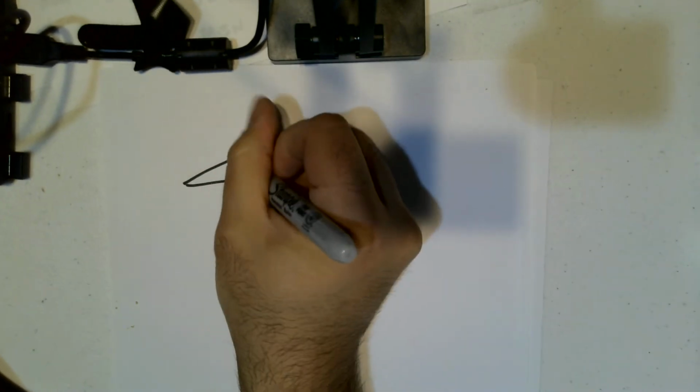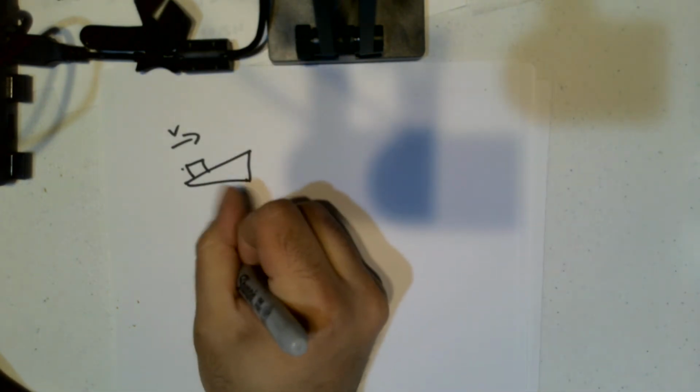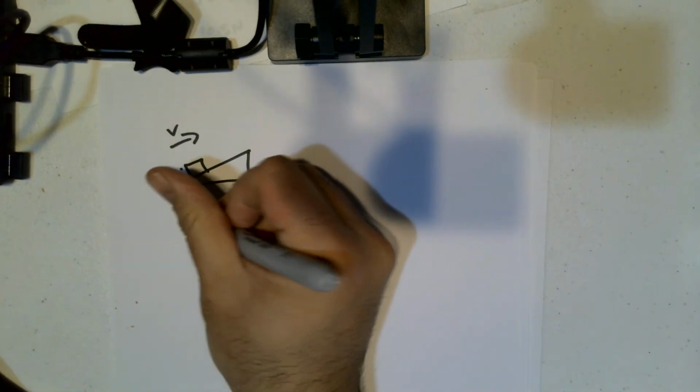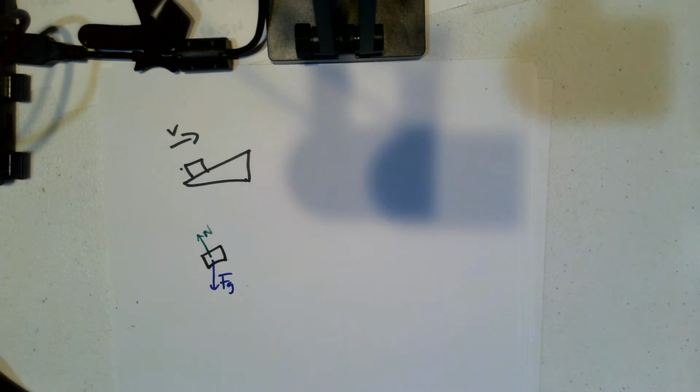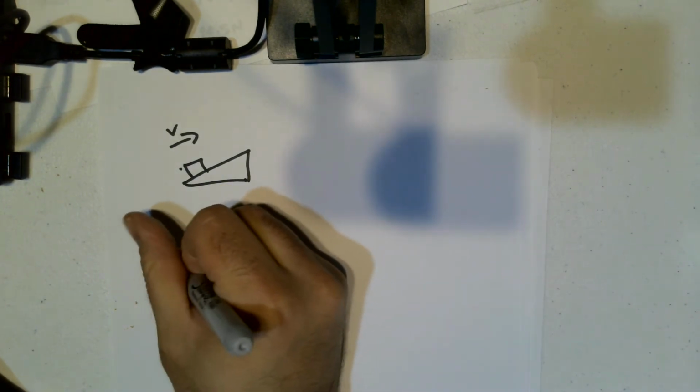So if I draw my object here, initially I have it going up the incline with a velocity in that direction. If we're thinking about forces here, essentially we've got gravity. We've got the normal force. And then we need some kinetic friction to oppose the motion. So I'm going to have it along the surface in that direction there.